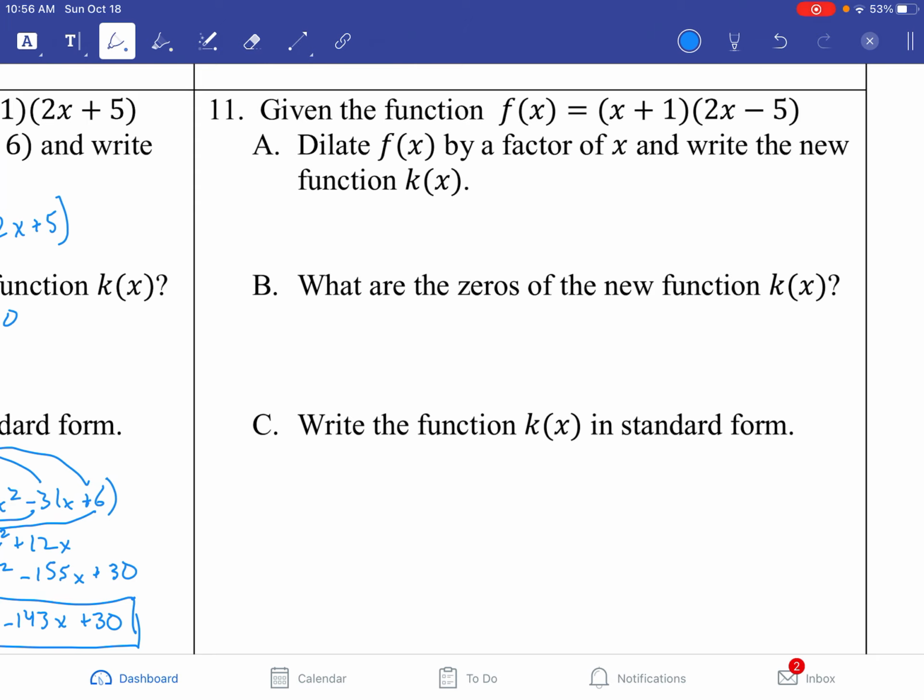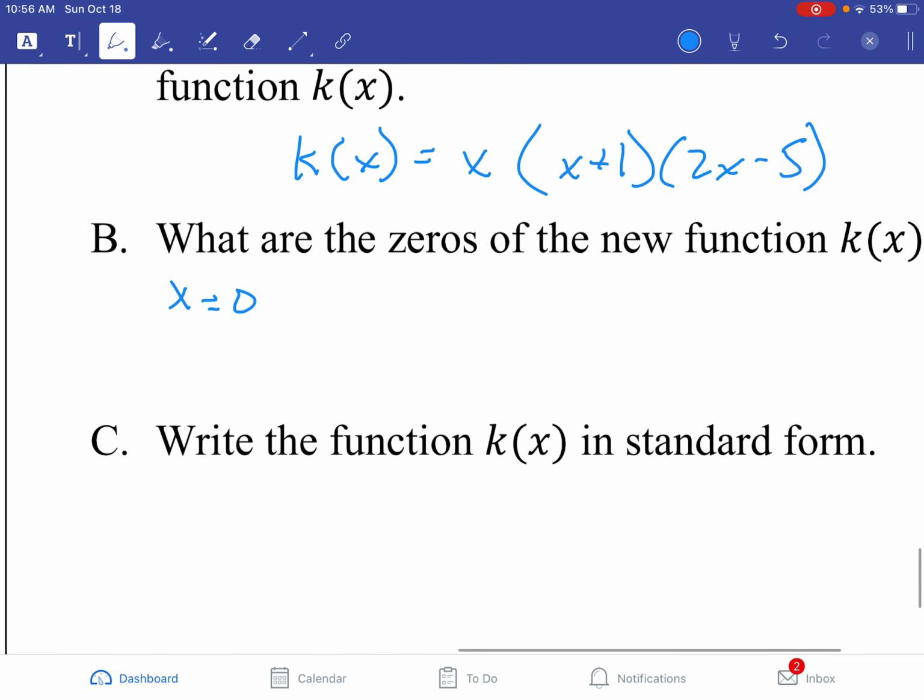All right, last one, we're going to use the box method again to help show you how these work. So you have k of x is equal to our dilation as x. Then we have x plus 1 and 2x minus 5. 0 is the new function, r. X equals 0, x plus 1 equals 0, and 2x minus 5 equals 0.